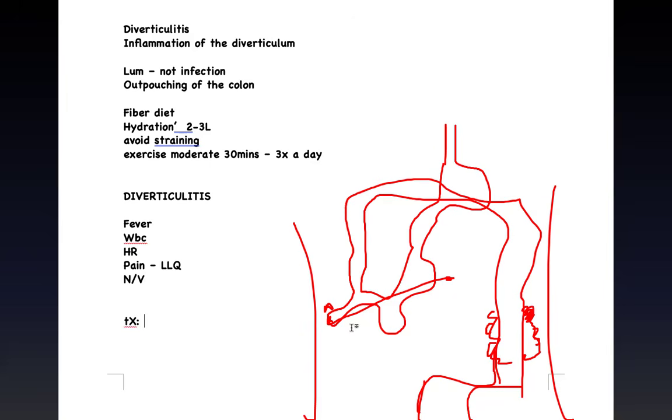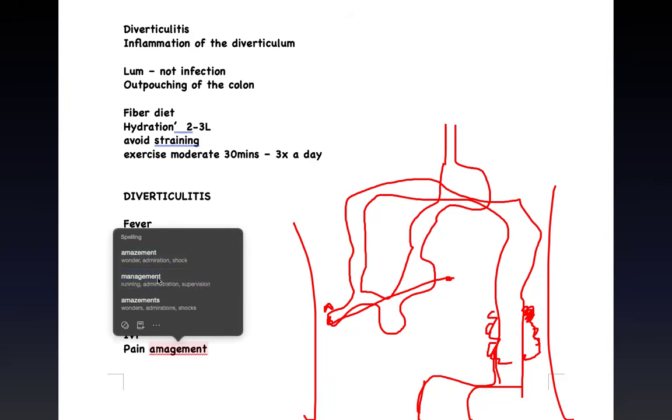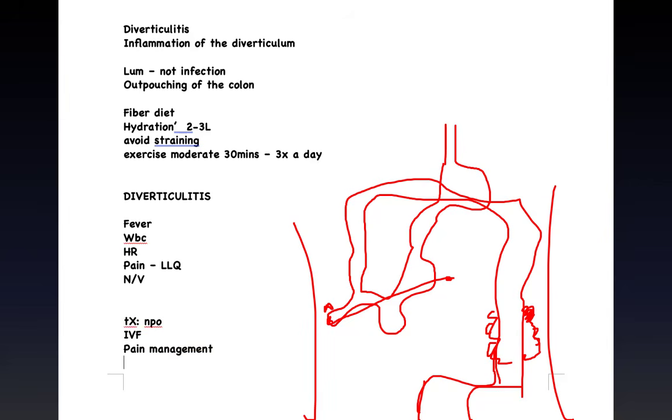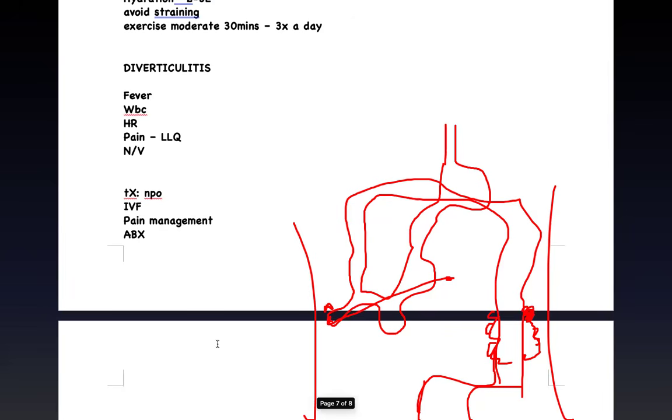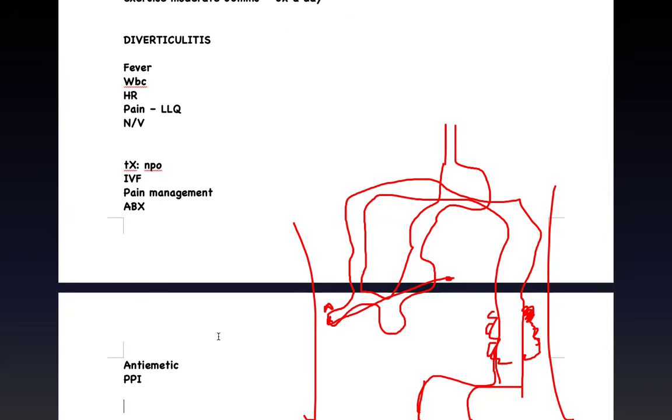Treatment, we talked about it. They're going to be NPO. They get an IV fluid, right? They get pain management. They get antibiotic because it's infection, right? They can get antiemetic if they're vomiting, they get PPI, right? So these are all what is suspected.